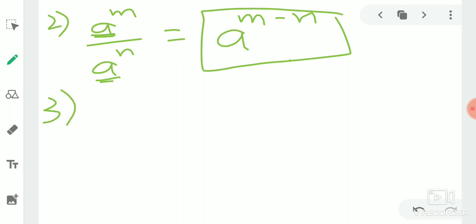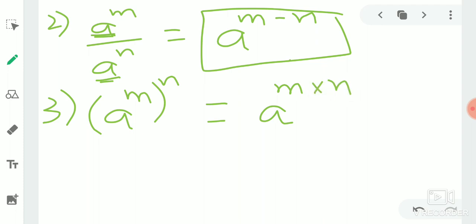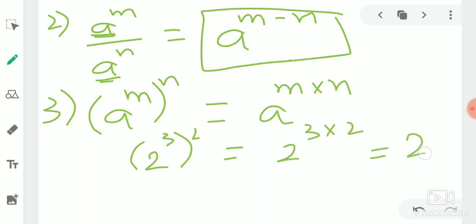Third law: a raised to power m, whole raised to power n, can be written as a raised to power m into n. For example, if we have 2 raised to power 3, whole raised to power 2, we can write it as 2 raised to power 3 into 2, that is 2 raised to power 6, which means 2 should be multiplied by itself 6 times. Okay, this was our third law.